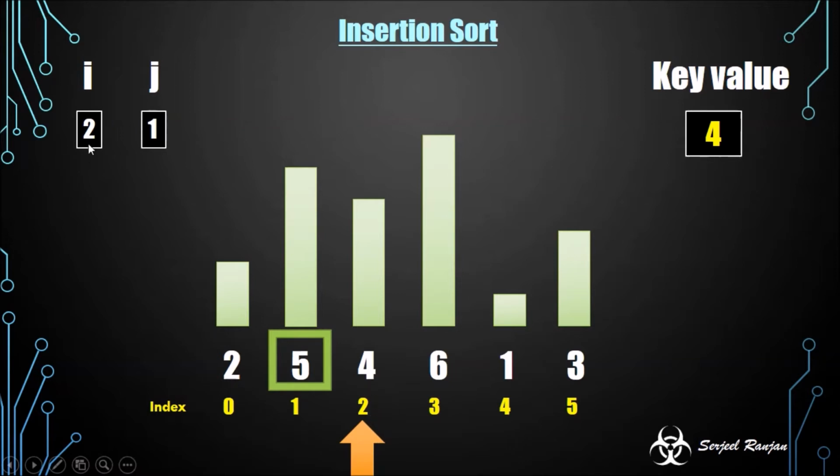That is why I is 2, and it is pointing to the value 4. That is why the key value has changed to 4. Also, the box should be just one step before the current index. So j is 1 and box is present on one index. Now, as we have done earlier, we will compare the value present inside the box with the key value, and as we see here, our box value is greater than the key value.